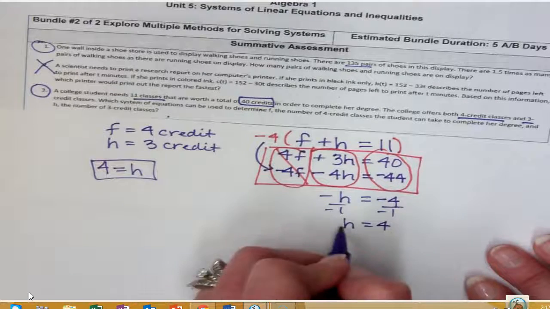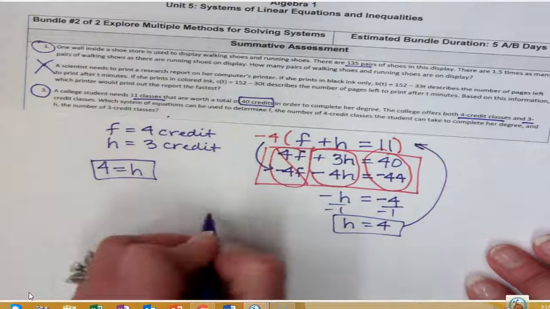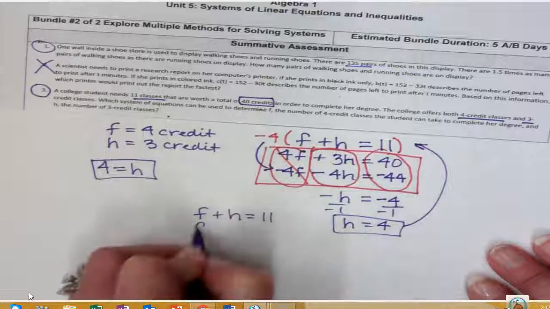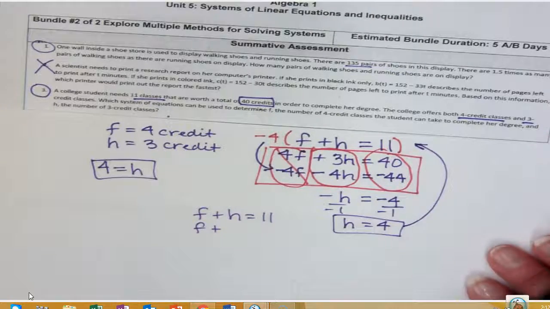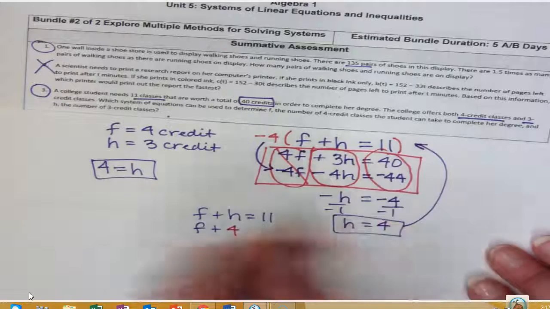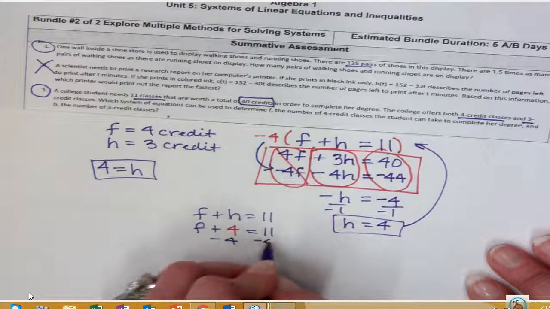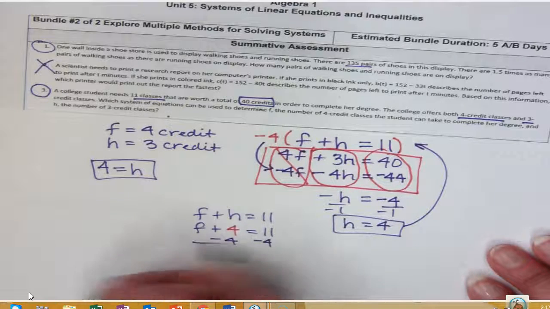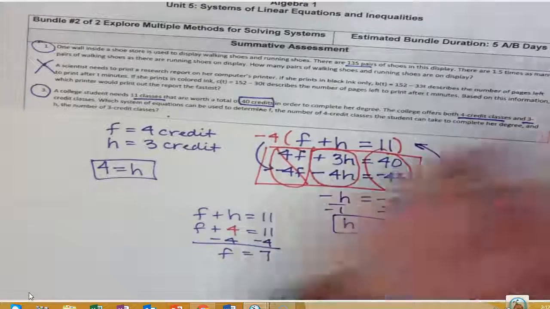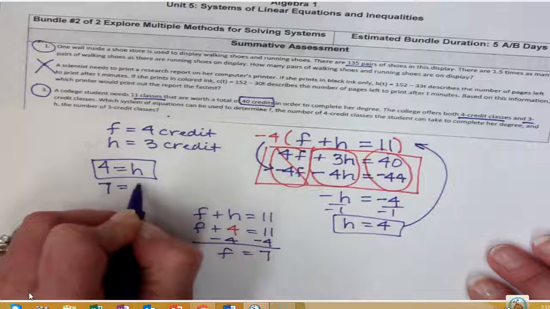So if I plug that back in up here, F plus H equals 11. F plus 4 3 credit classes must equal 11. Subtract 4 from both sides, and I'm going to get F equals 7. So she needs to take 7 4 credit classes.